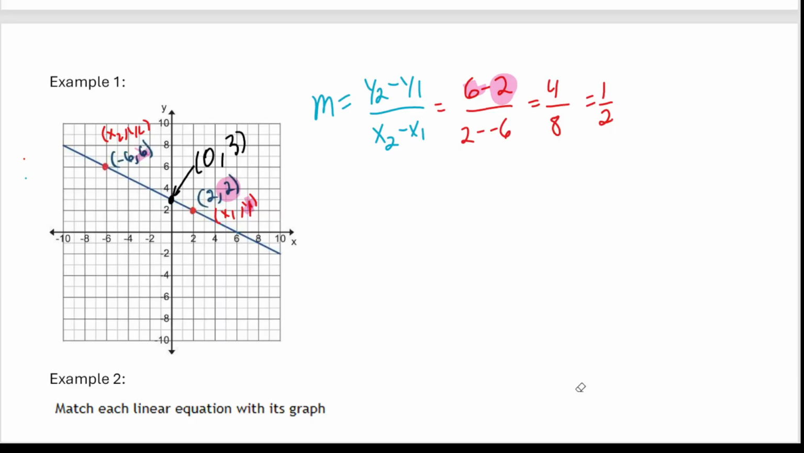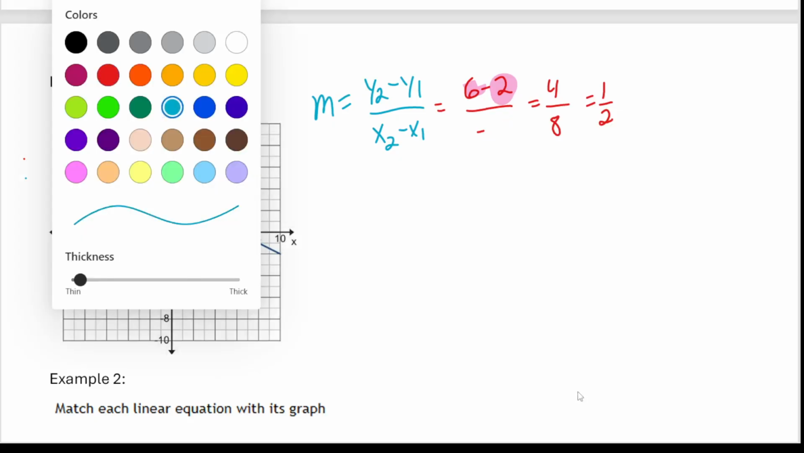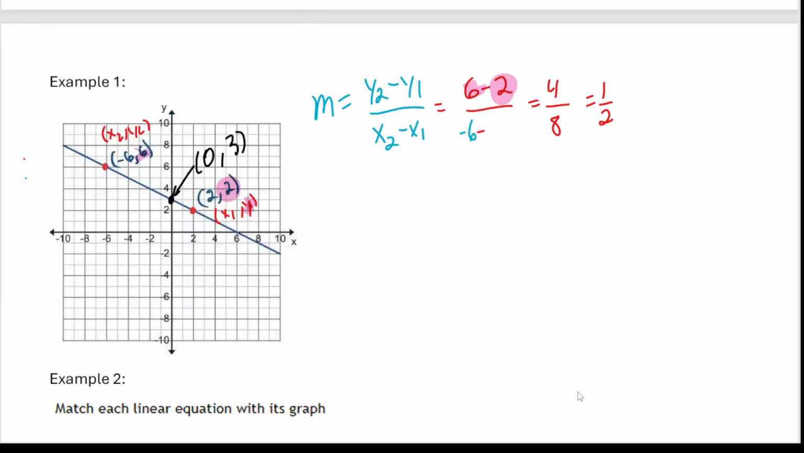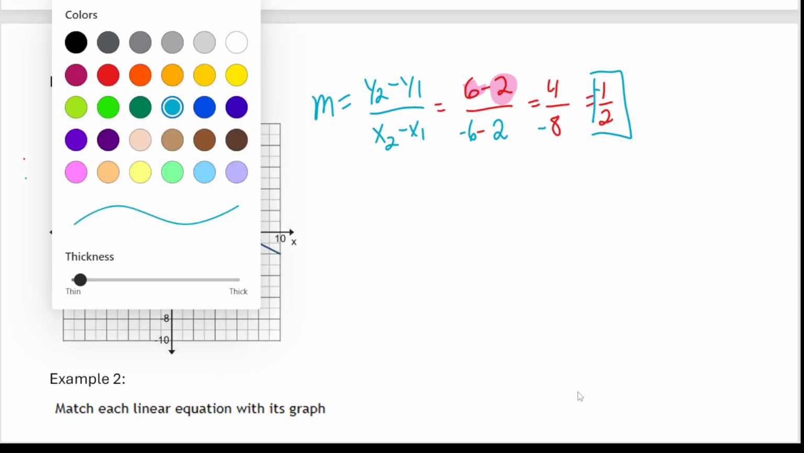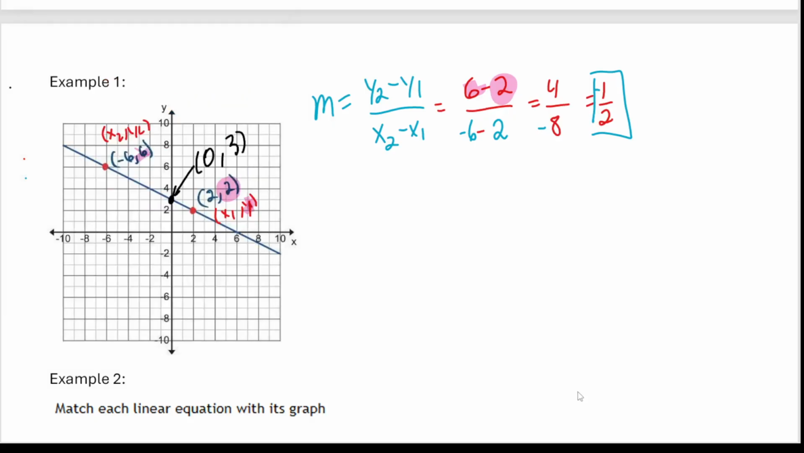See, that's exactly where we made a mistake. Our x2 was negative 6. Our x1 was 2, so we just subtracted that backwards. Negative 6 minus 2 gets us negative 8 for a final answer of negative 1/2. So always be sure to double check that there. I was moving too quickly and indeed wrote down the wrong slope there at first. But that's why you double check yourself.